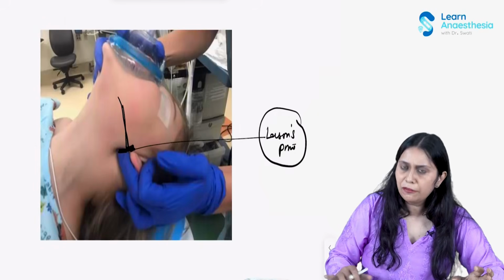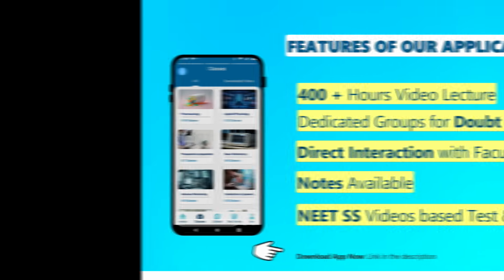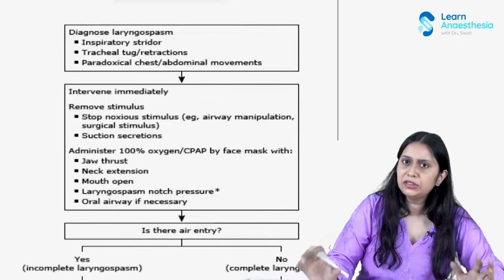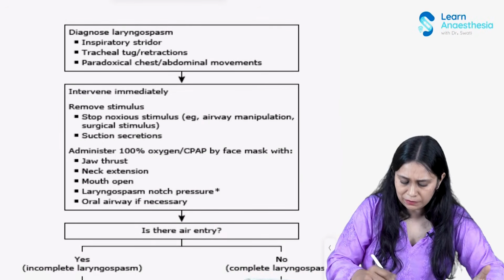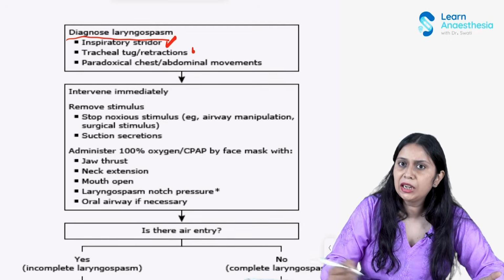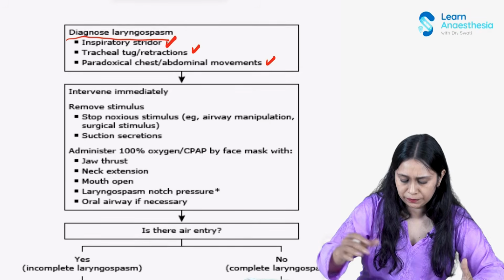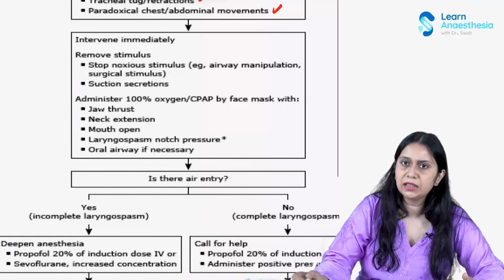So just in a flow chart, how do we perform this? We first need to identify the laryngospasm by seeing presence of inspiratory stridor, tracheal tug or tracheal retraction, and paradoxical rocking movement of the chest. Now we need to intervene immediately.